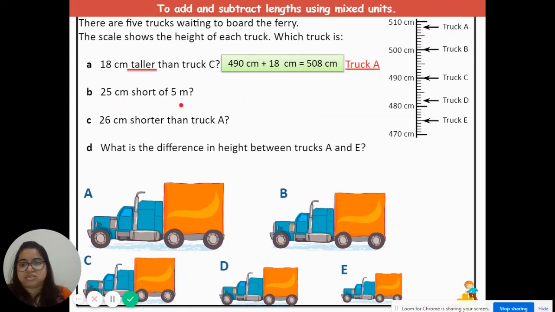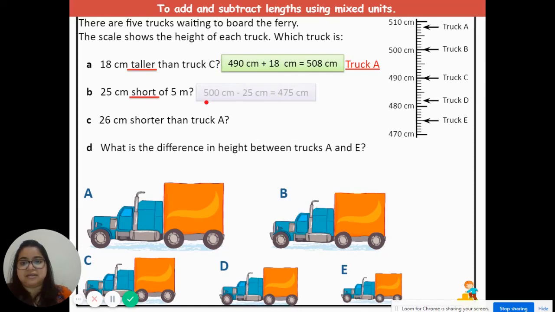Let's go to the second question. Now which truck is 25 centimeters short of 5 meters? Now again, the main word here becomes short, which means we have to subtract. Now what are we going to subtract? Here it is 5 meters, which means 500 centimeters. So 500 centimeters minus 25 centimeters will give me the height of the truck, and then I will find out on the scale which truck it is.